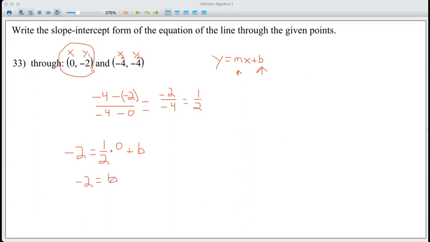So if b is -2 and m is 1/2, put those together in our original equation. So y is equal to 1/2 x minus 2. Minus 2 is your b value. And there you go.